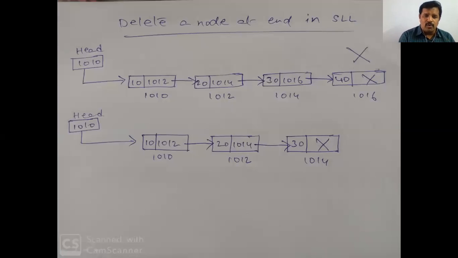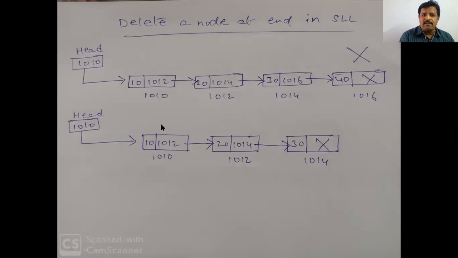So the same code can be explained with this diagram. Here we have to delete the element at the last. So this is the given linked list, which contains the last element 40, right? Its address is 1016. The address part of the node 40 contains a null value. That means it is the last node in the list.